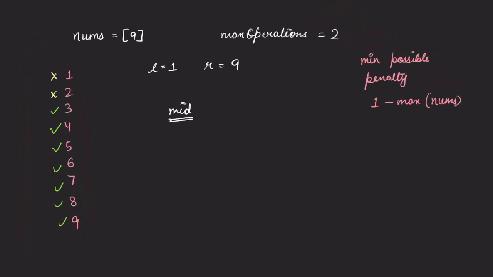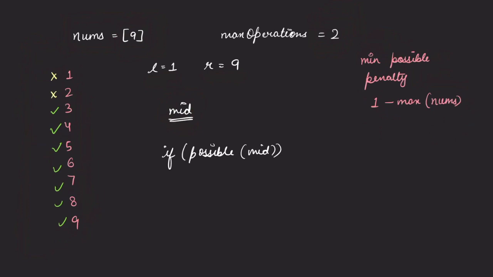Now for this mid, what you will check is whether with this mid, are we able to split our bags with these many operations or not. Now how you are going to check that, let's not focus on that, we'll discuss it later. But right now assume that you are able to check, with this particular mid, am I able to split the bags with these many operations? If it is possible, then what are you going to do? Are you going to shift your left or your right?